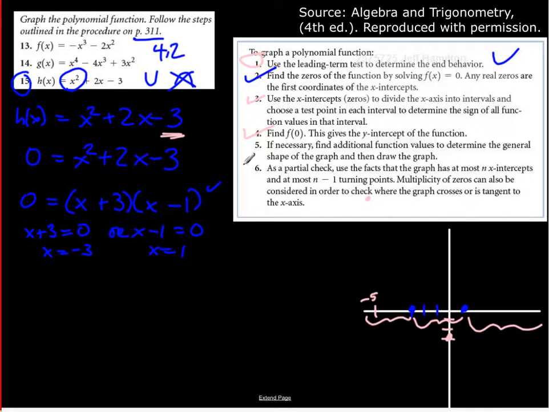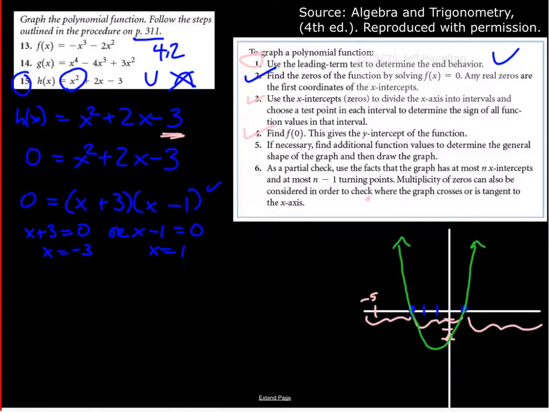So as a partial check, it's a squared, so at most it has 2 x-intercepts and 1 turning point. There's the 1 turning point right there. I think I'm ready. So I'm going to take my graph. Let's go green. So it's going to come down like this, reach a point, and then come back up. Something like that. Okay, so that would be the graph of that particular one.